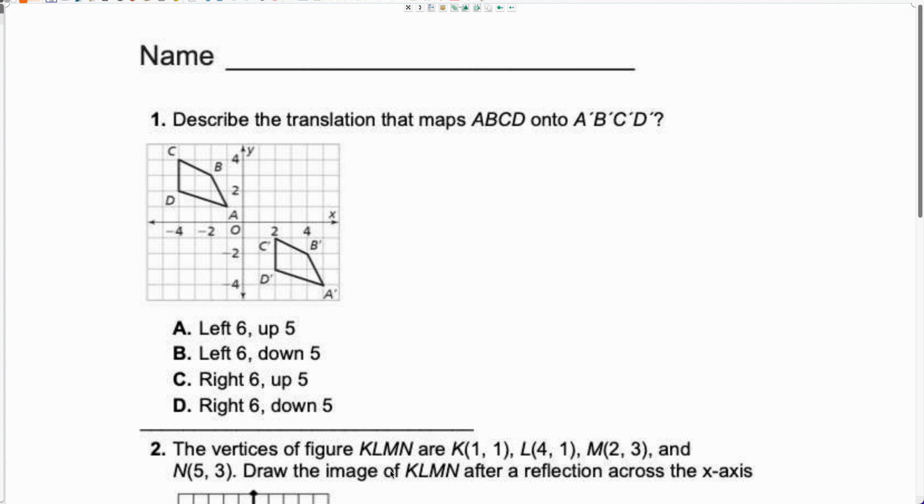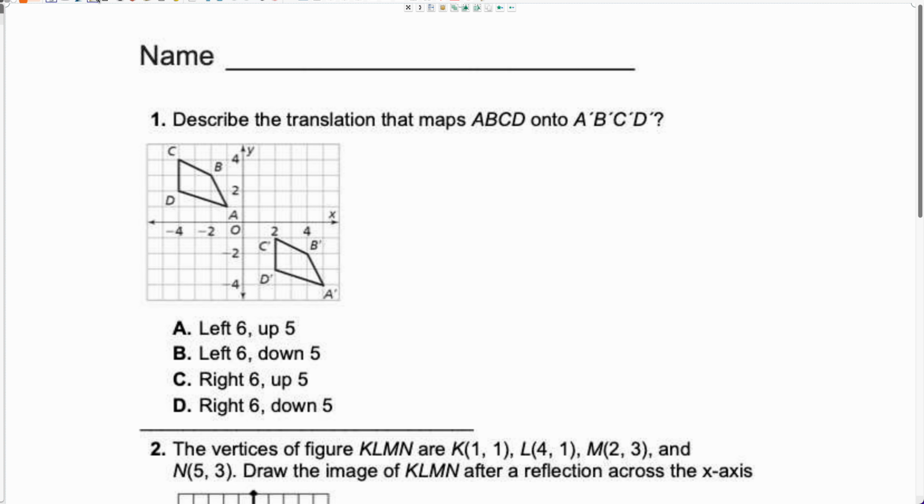So question number one says, describe the translation that maps ABCD to A'B'C'D'. And so what did we do to get from here, this guy, ABCD, to A'B'C'D' is the question. And it's just multiple choice. So they give you some choices.